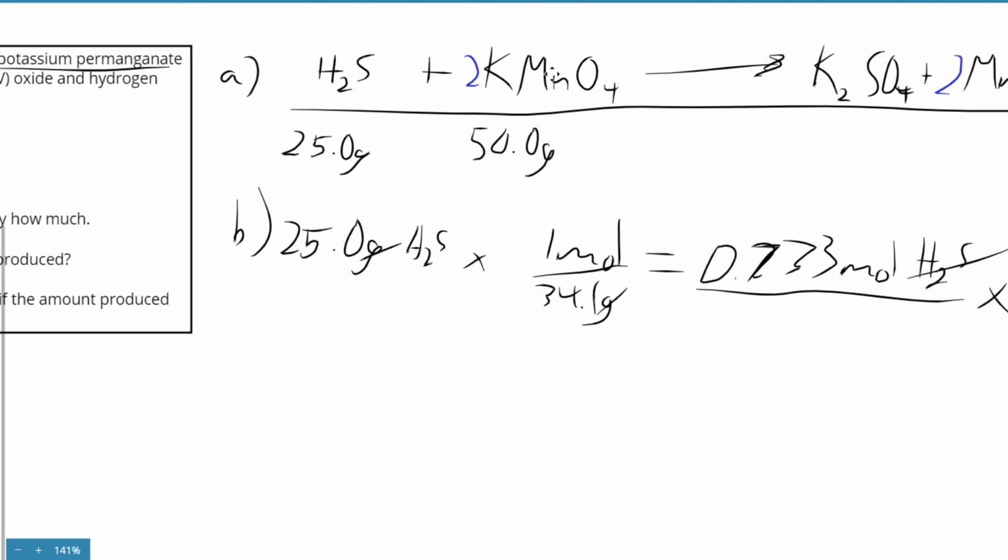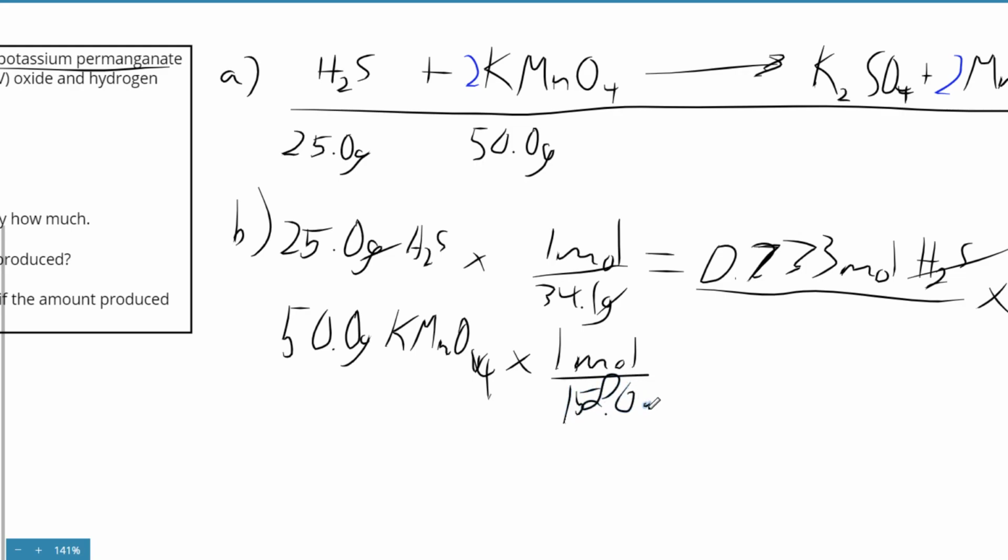And then next one, we have to do it for KMnO4, 50.0 grams KMnO4, times 1 mole, and it was 158 grams, I remember. 158.0 grams. Then cross out the grams. So that's 50 divided by 158, 0.316 moles of KMnO4.